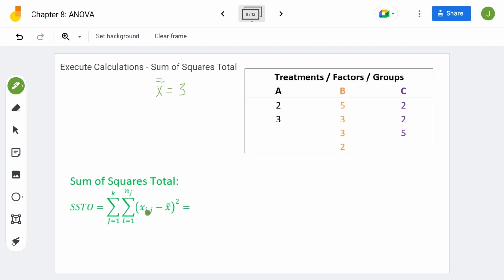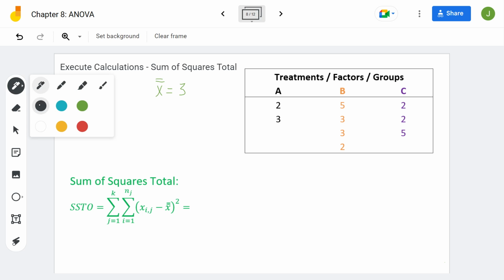And then X with the i and j, these are all the individual values right here that we see in the table. So all this is saying is take the individual values and subtract them from the overall mean, and then square those deviations, and then add up those squared deviations. That's all this is saying.